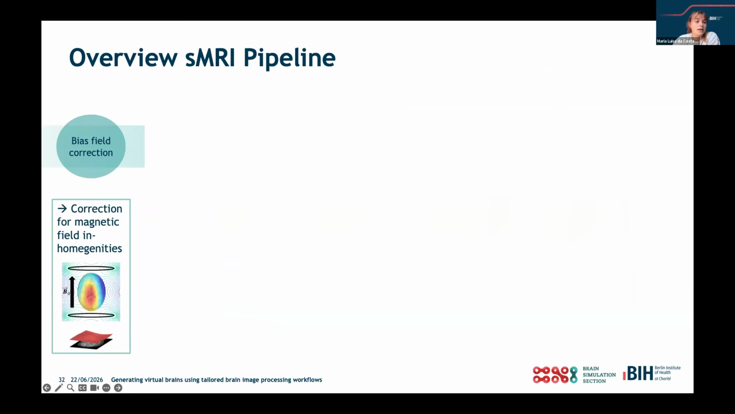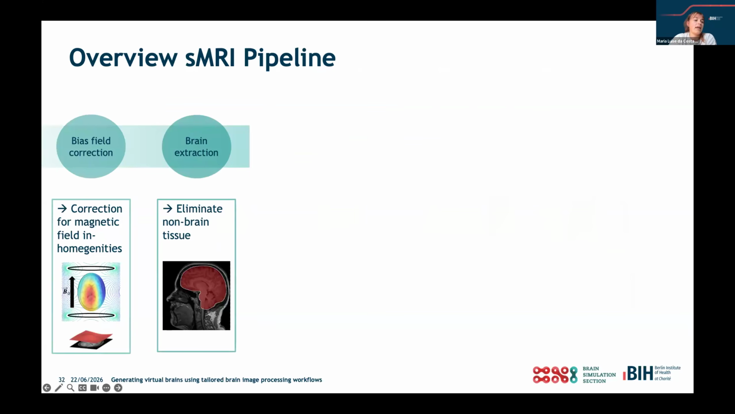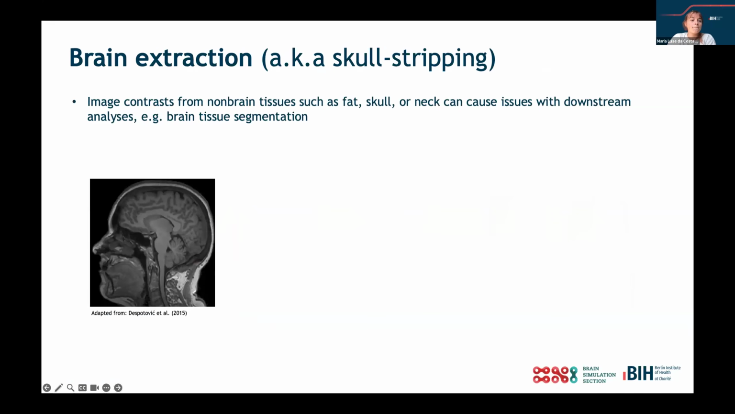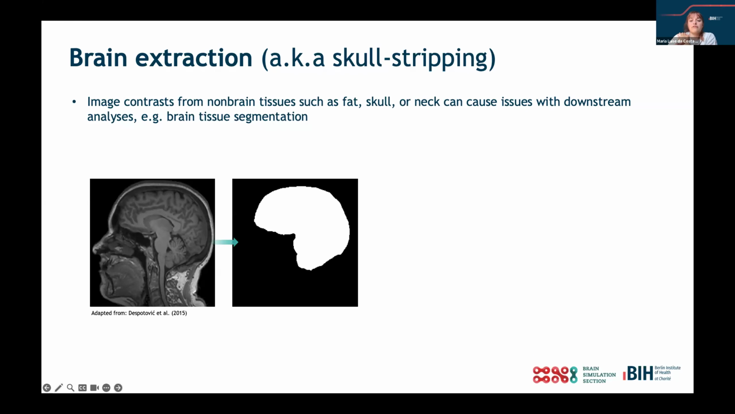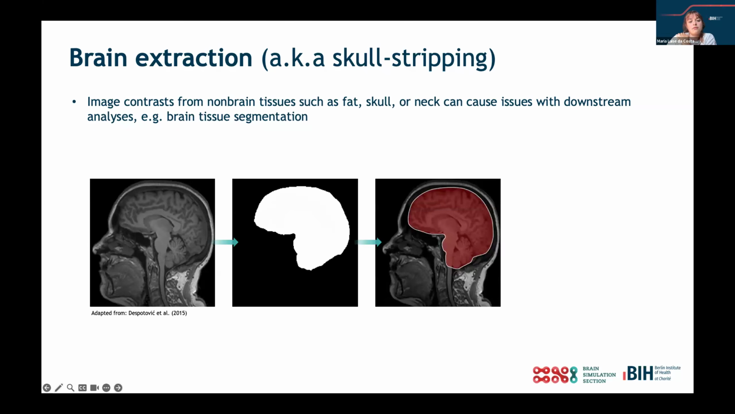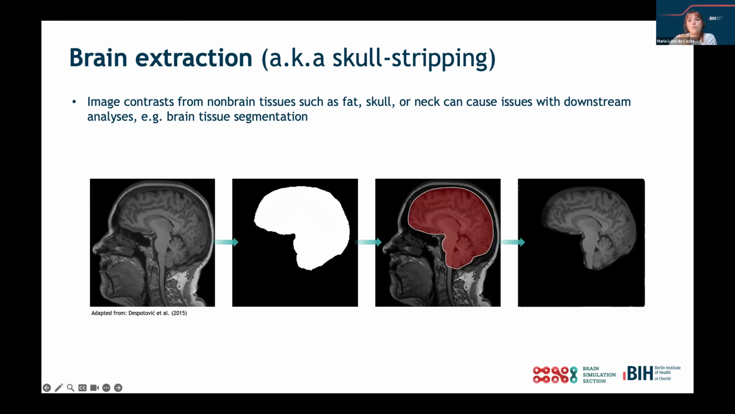Nice. With the corrected bias field, we can now eliminate non-brain tissue. Therefore, we just get rid of all the tissues around the brain, such as skull, fat, skin, et cetera. We find the boundary between brain and non-brain tissue using image contrasts and create a mask. Here, brain tissue voxels are equal to 1, and all voxels which are non-brain tissue are 0. And then we can cut out our brain image.